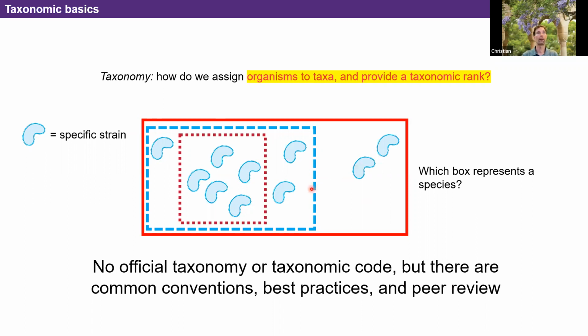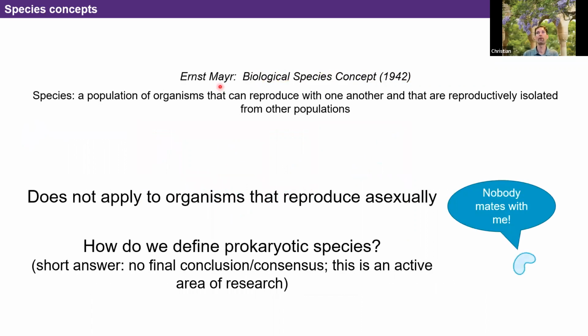Let's have a quick look at the species concept here. Now, if you look up the biological species concept, that goes back to Ernst Mayr in 1942, and here he defined a species as a population of organisms that can reproduce with one another and are reproductively isolated from other populations, right? So that works very well, I would say, for animals, probably a lot of plants. But it does not really work for organisms that reproduce asexually, such as prokaryotes, right? Because the definition is they can reproduce with one another.